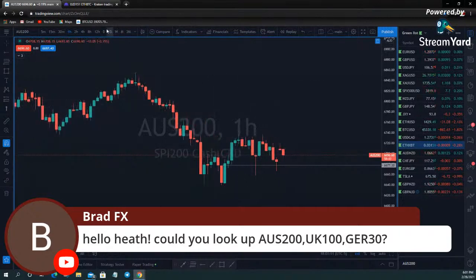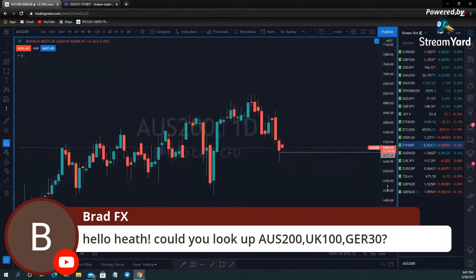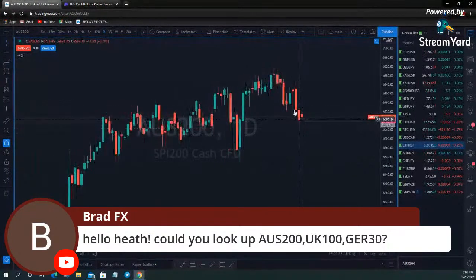All right. Longer term, it's just doing a pullback. If you're looking to buy this for a swing trade to the upside, it is a valid area to buy it.